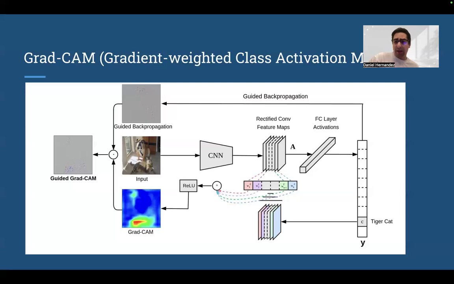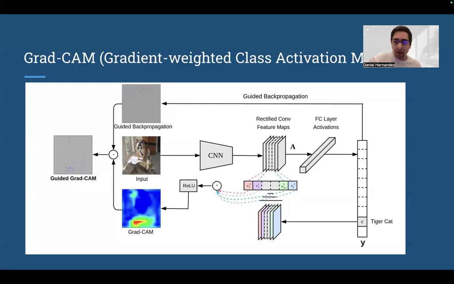The CNN processes this image through multiple convolutional and pooling layers to extract feature maps. These are internal representations that capture different visual patterns like edges, textures, or shapes. When the CNN makes a prediction, here identifying the object as a tiger cat, GradCam looks at the gradients flowing back from the output layer to these feature maps. The gradients show which parts of the image contribute most to that specific class prediction.